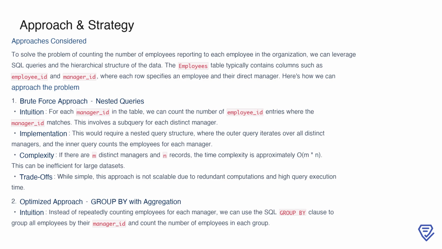One possible approach to this problem is the brute force method using nested queries. Here, for every unique manager_ID, we count the number of employee_ID entries that have the same manager. While this method is conceptually simple, it requires a subquery for each distinct manager, leading to a time complexity of about O(m*n), where m is the number of managers and n is the number of rows. This makes it inefficient, especially for large datasets, as it involves redundant calculations.